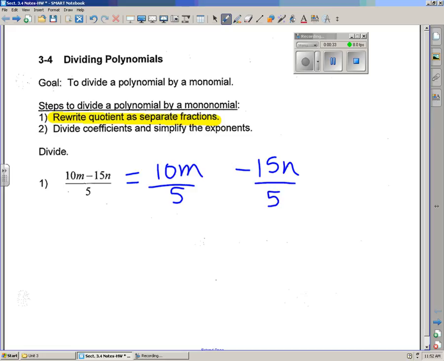And then what happens is 10 divided by 5 is 2. I still have all those m's, and 15 divided by 5 is 3, and I still have all those n's. This would be your final answer.